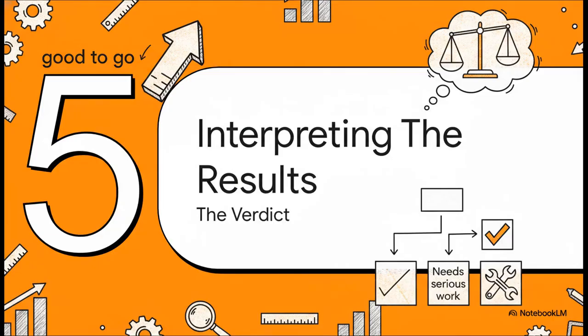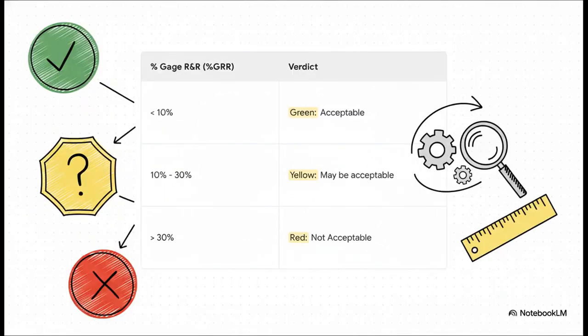And that brings us to the most important part of this whole thing, getting the verdict. You've run the numbers, so what? What do they actually mean? Is your measurement system good to go, or does it need a major overhaul? Thankfully, we don't have to guess. The Automotive Industry Action Group, or AIAG, created these super clear stoplight-style guidelines that pretty much everyone uses.